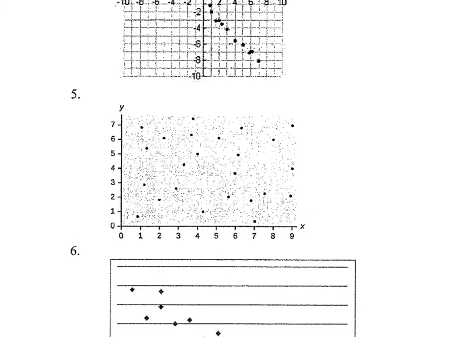Number 5, the dots are everywhere. So even if I just randomly drew a straight line, the dots would still be everywhere. They wouldn't be surrounded, they wouldn't be on the line. They would still kind of be scattered about evenly. So this is going to have no association because there's not a trend. The dots don't all go up or down or across. They're everywhere, so there's no association on that one.